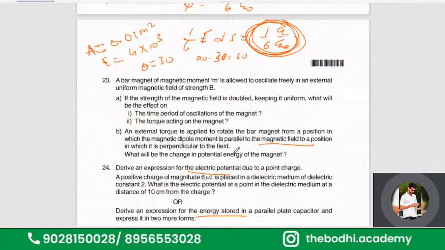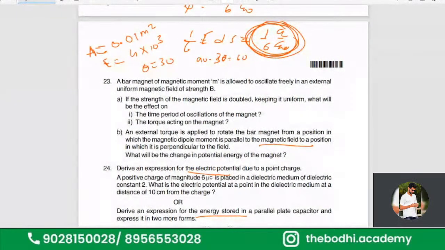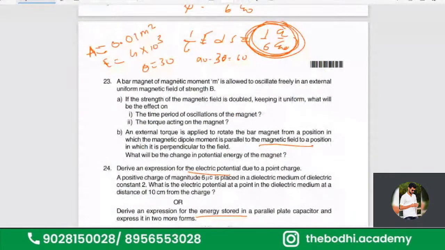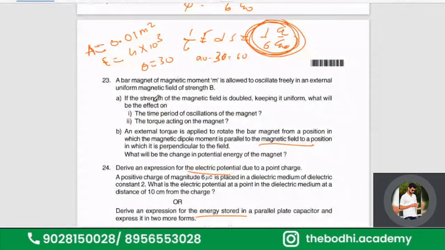A bar magnet of magnetic moment M is allowed to oscillate freely in the external uniform magnetic field of strength B. If the strength of the magnetic field is doubled, keeping it uniform, what will be the effect on the time period of oscillations of the magnet and the torque acting on the magnet?